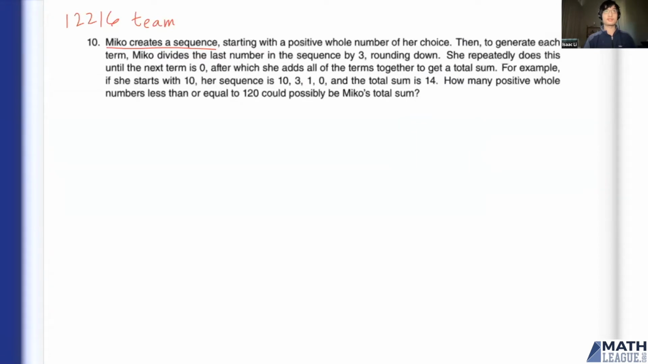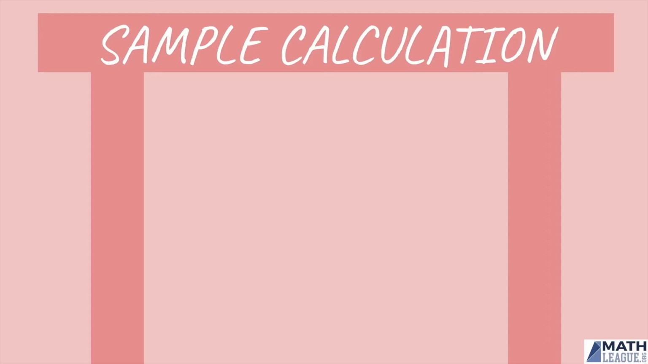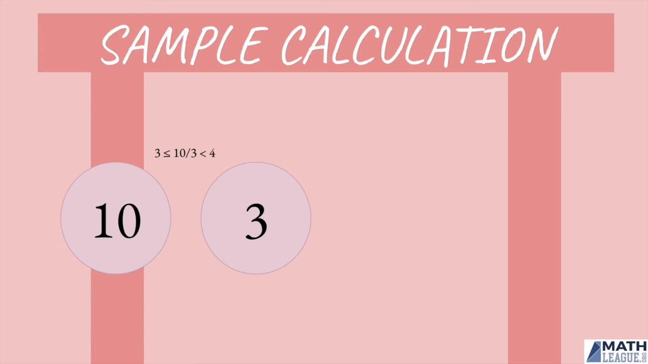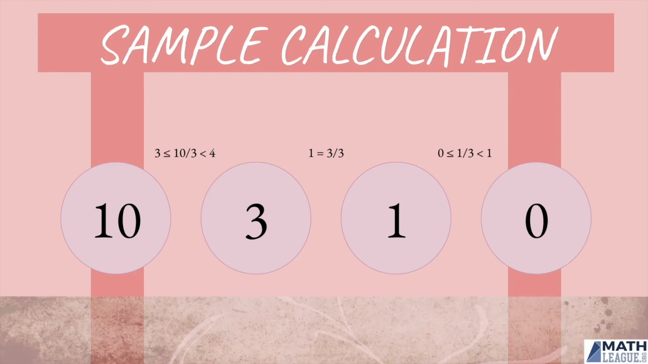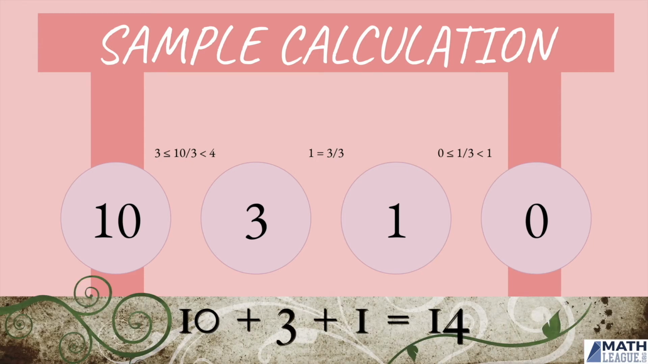Okay, and let's do this example given. So if she starts with number 10, we divide by 3. Our next number is 10 over 3, which is going to be 3 1/3, and we round down in order to get 3. Then we divide 3 by 3 to get 1, and then we divide 1 by 3 to get 0. So our sequence is 10, 3, 1, and then 0, and we just add all of these numbers together to get 14.